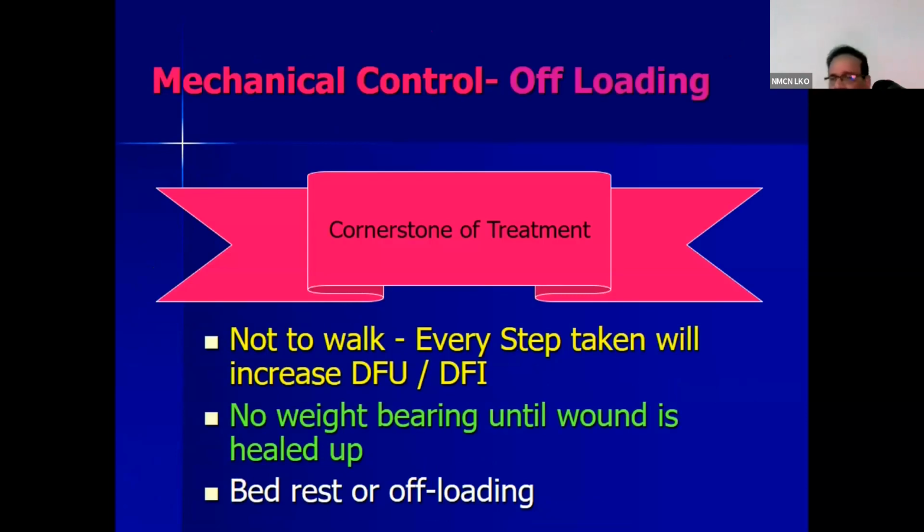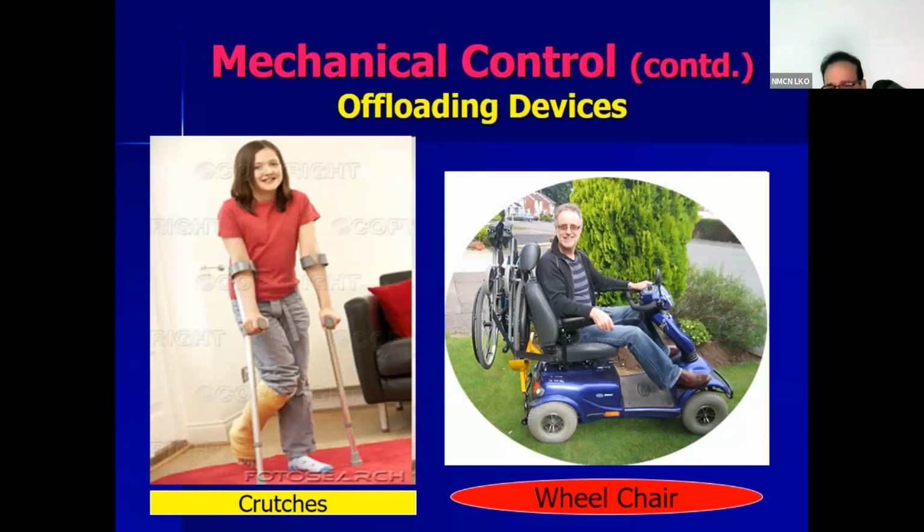Now we move to the mechanical control, offloading. As I told you last time also, the patient should not walk, because the more he walks, he is going to put pressure on the diabetic foot ulcer, which will lead to further increase in the infection. So the offloading may be in the form of complete bed rest, or one can use crutches or a wheelchair.